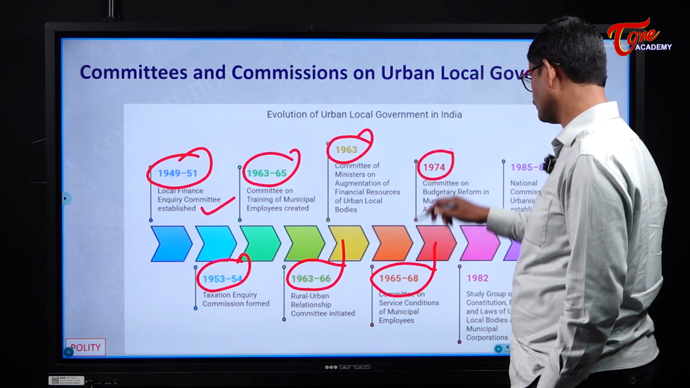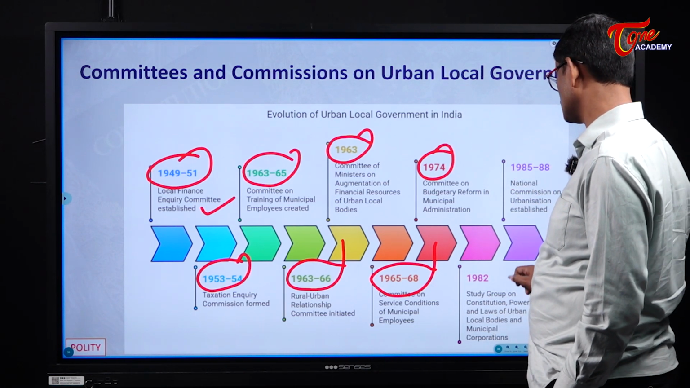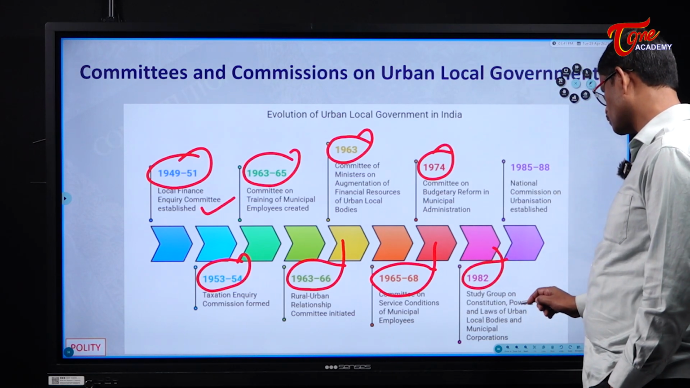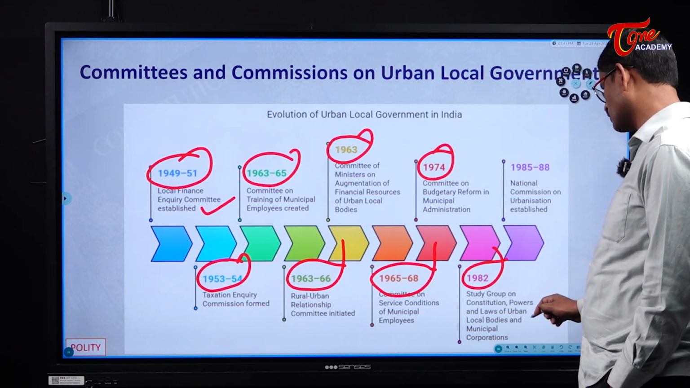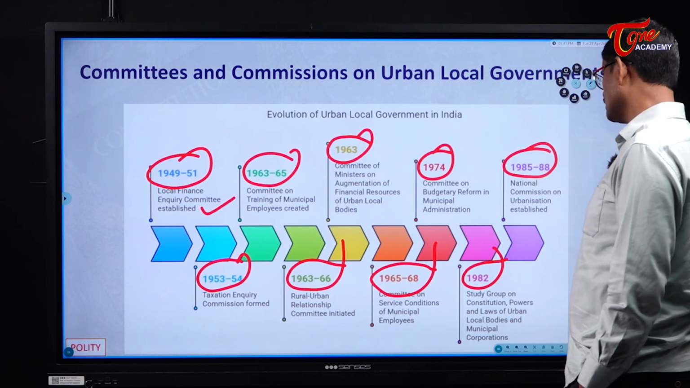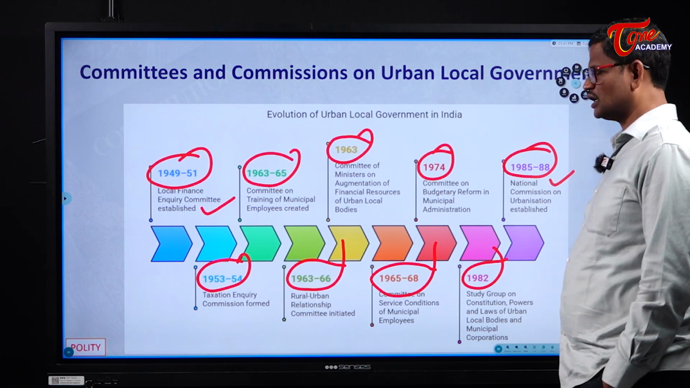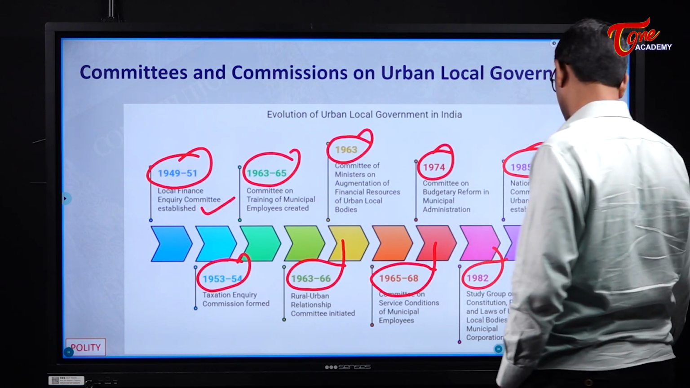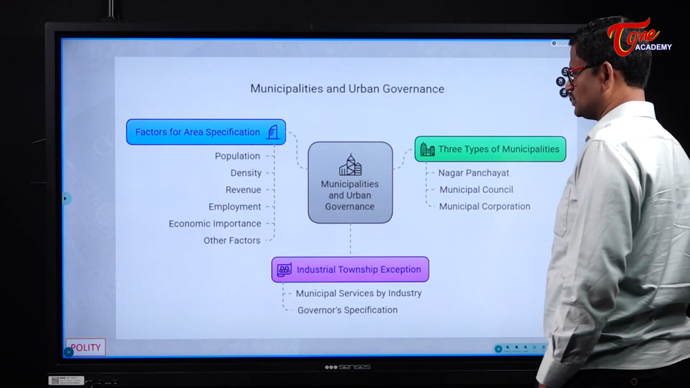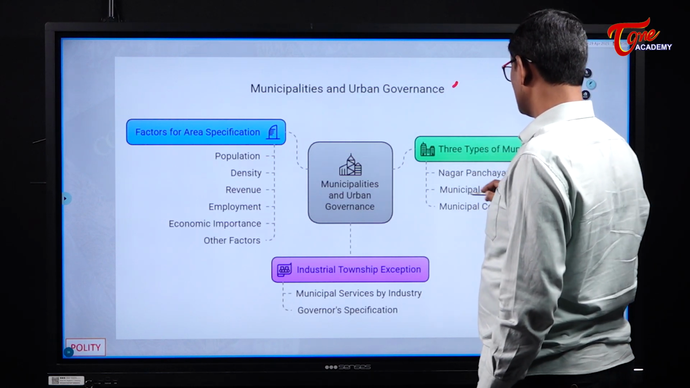In 1974, we have a committee on budgetary reform in municipal administration. In 1982, there was a study group on constitution, powers and laws of urban local bodies and municipal corporations. In 1985-88, we have National Commission on Urbanization which was established and which also has dealt with the urban local bodies. So that's about a number of committees which were appointed from time to time. Then we will try to discuss about the 74th Amendment.